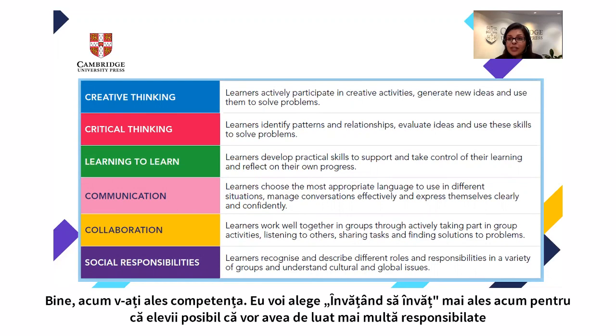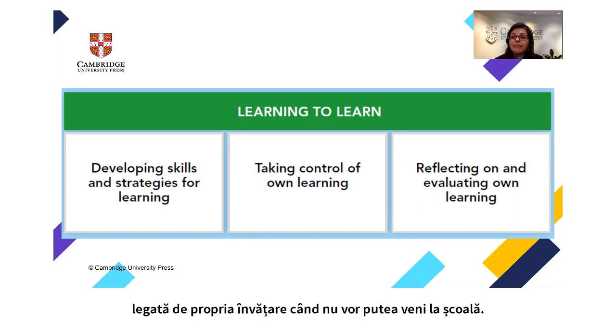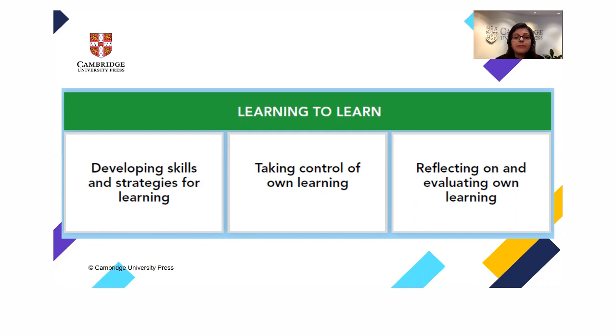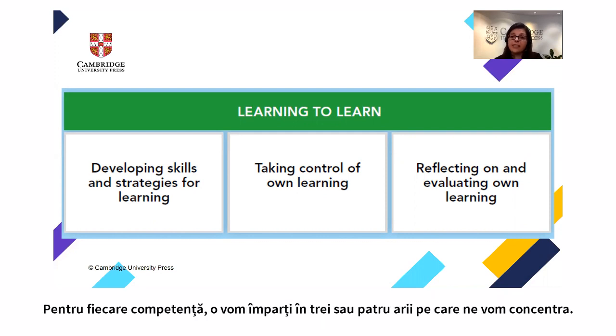All right, so now you've chosen your competency. I'm going to choose learning to learn, especially now because students are perhaps going to have to take more responsibility for their own learning when they're not able to come to school. There are 3 different areas of learning to learn that we have highlighted, and we call these core areas. So for each of the competencies we do this, we break it down into 3 or 4 areas to focus on.